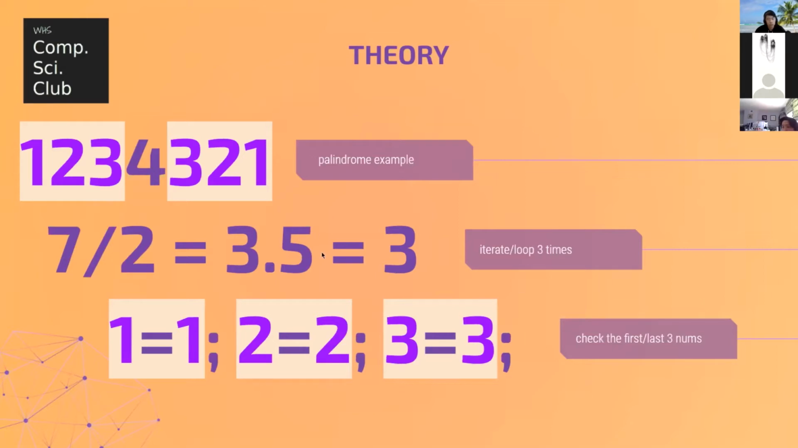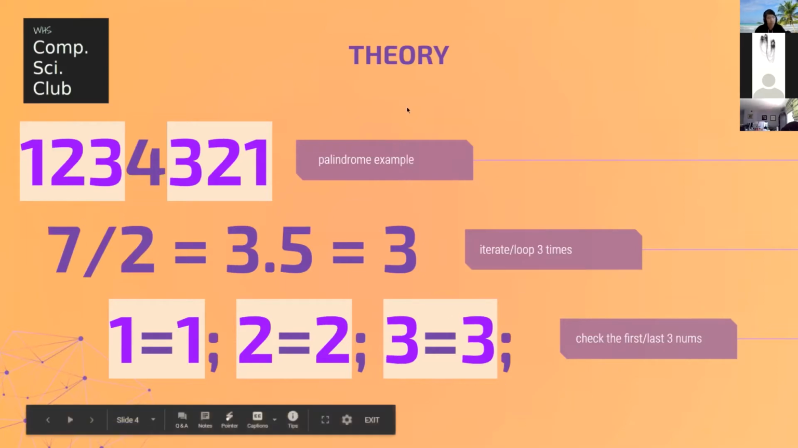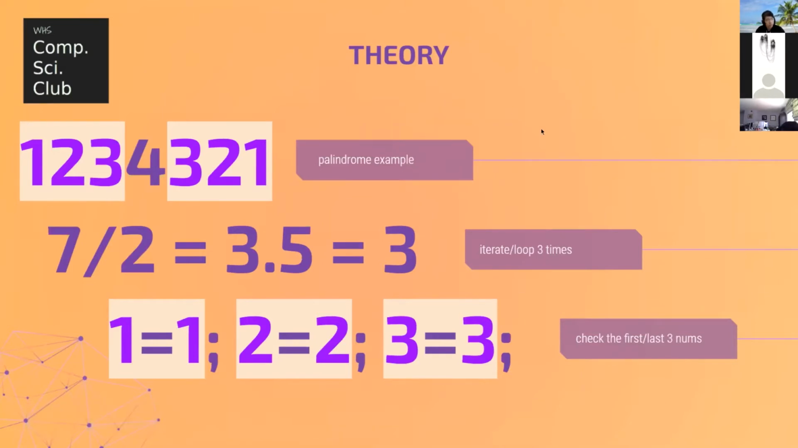We would iterate a for loop the number of times the length of this number is divided by 2, which in our case is 7 divided by 2, which is 3. During your 3 iterations, we'll check the first number and the very last number, the second number and the second number from the back, and then the third and the third. Now we're going to look at the code in Java really quickly.